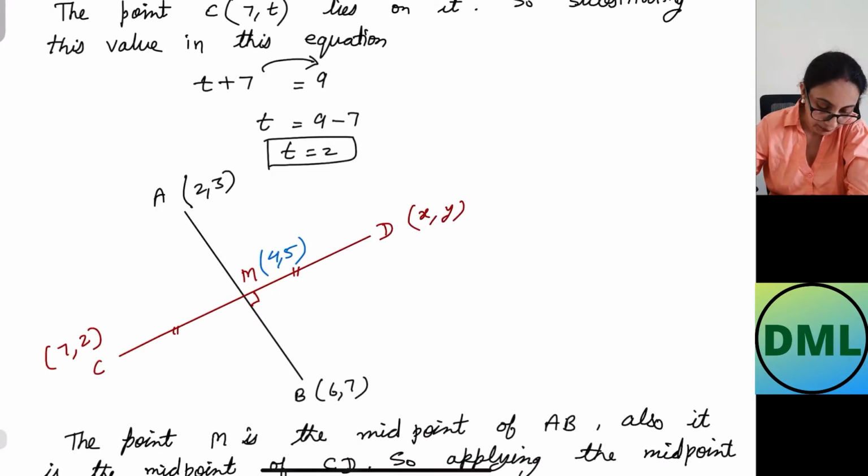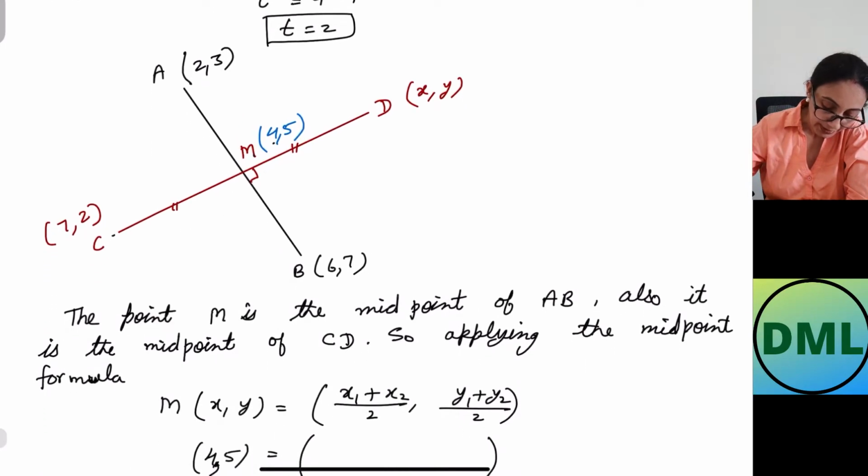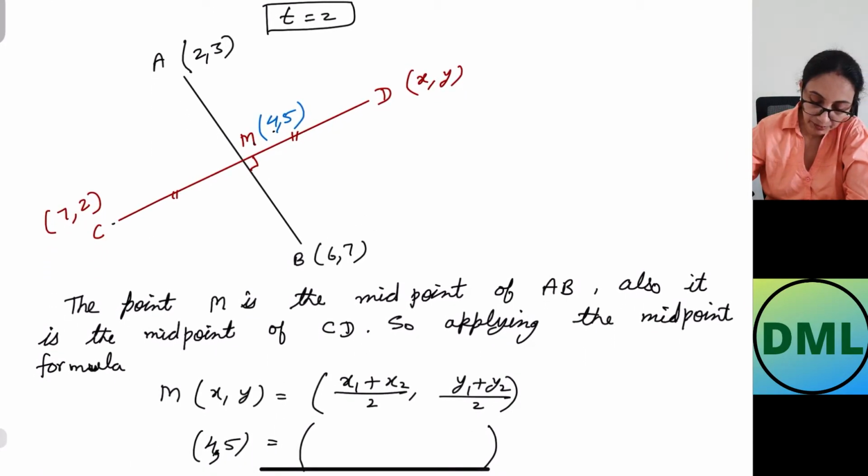Now, the point A is (2, 3) and the B is (6, 7), and the point C has coordinates (7, 2), and we need to figure out the point D, which I have supposed is equal to (x, y). So as you can see, the point M is the midpoint of the line AB. So also it will be the midpoint of the line CD. Now let's apply the midpoint formula on the line CD.